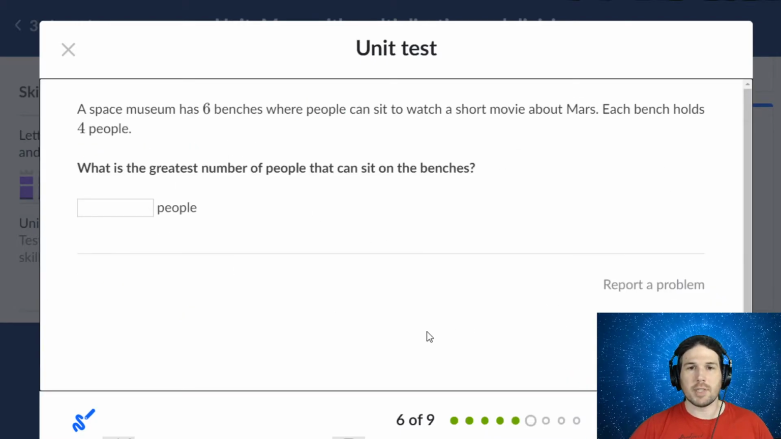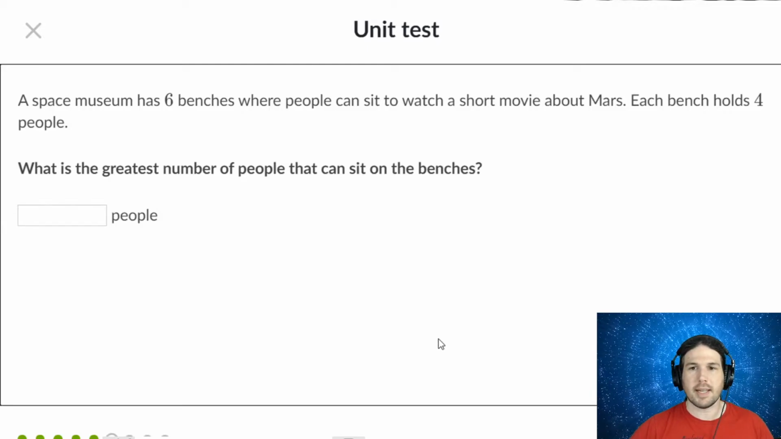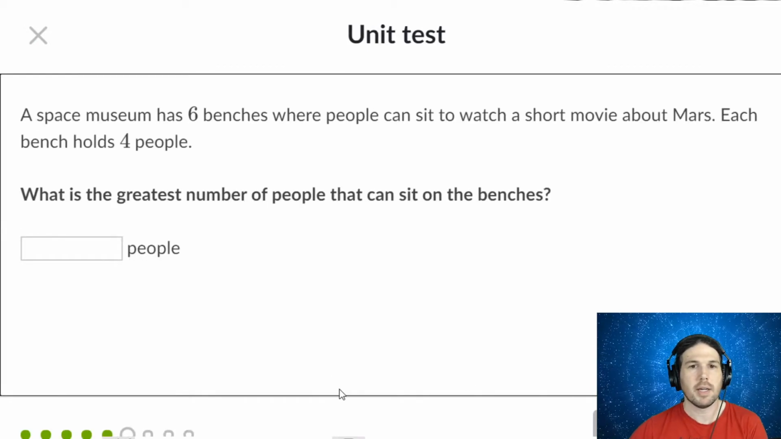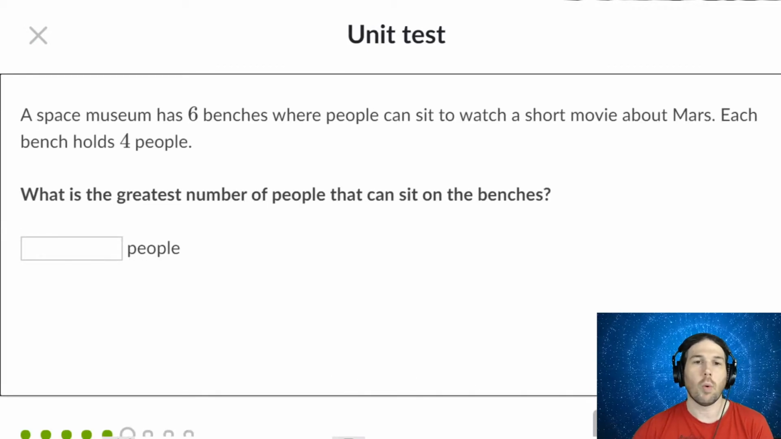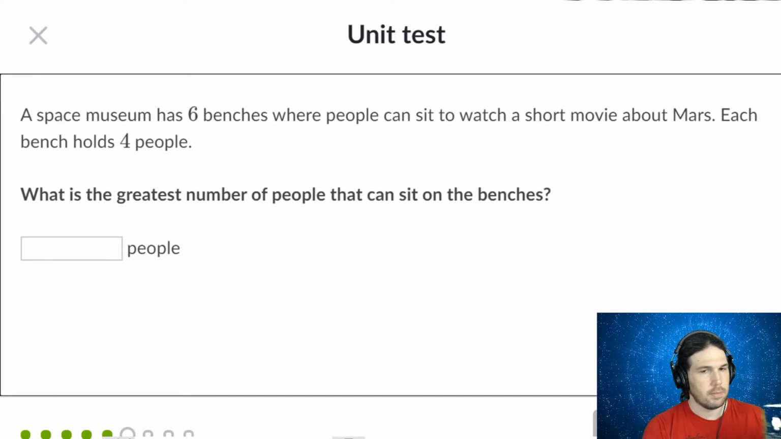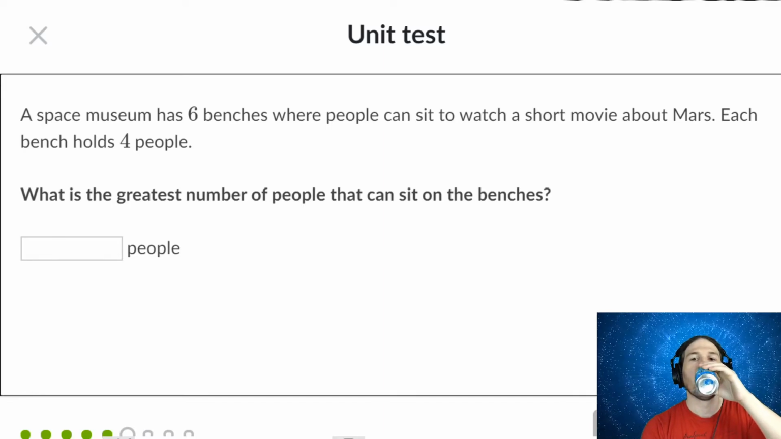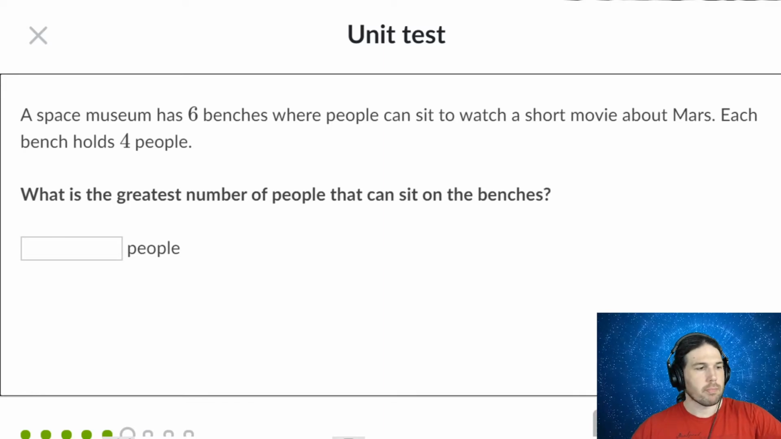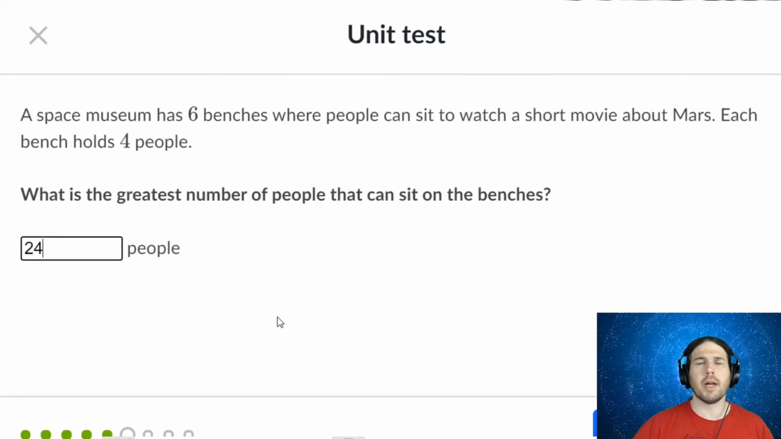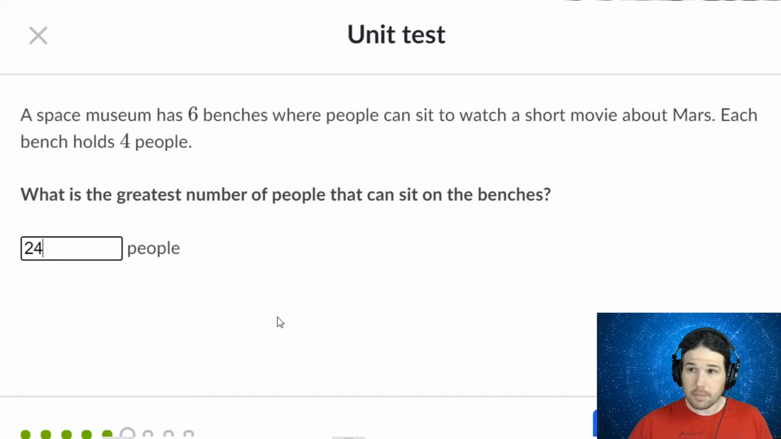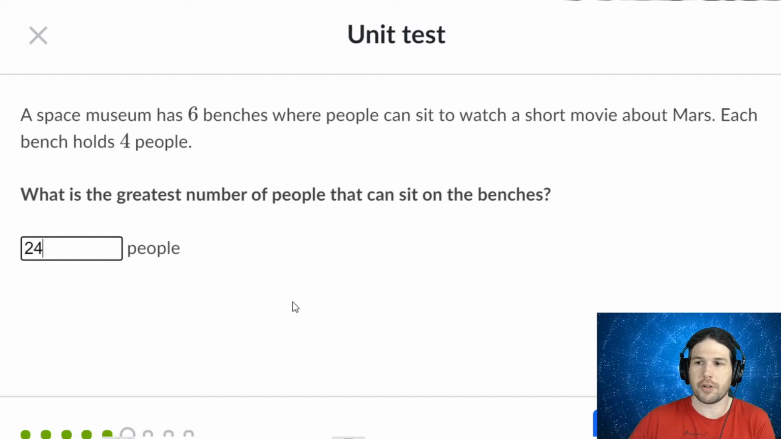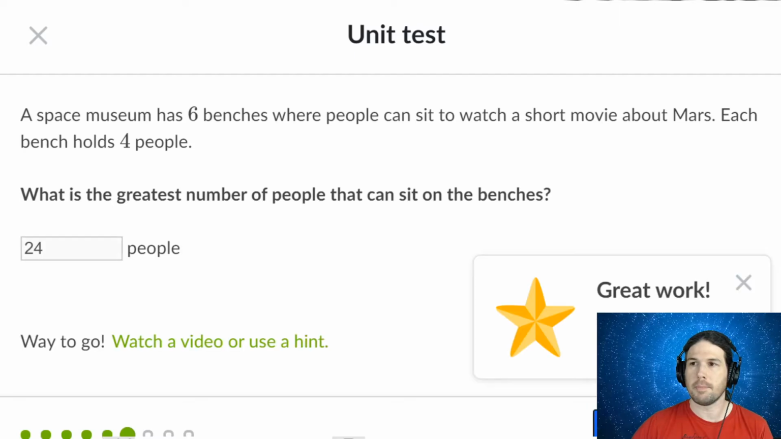A space museum has 6 benches where people can sit and watch a short movie about Mars. Each bench holds 4 people. What is the greatest number of people that can sit on the benches? We're going to say 24, and we're going to assume that 4 people per bench is a maximum. So even if they're very small, like children or something like that, still 24 people.